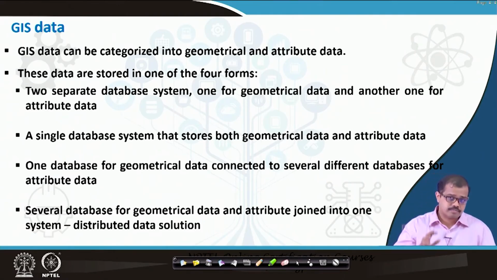For example, normally if we take 2 separate database systems, one geometrical database and the other for the attribute database, they are created by default. For example, in shapefile you have SHX, and you may have .mdb or .gdb. So that file is created. So a single database system stores both geometrical data and attribute data. That is the other one, and one more is a database for geometrical data that is connected to several different databases, and the attribute data for attribute data. So that is also stored. So you have 4 different files.